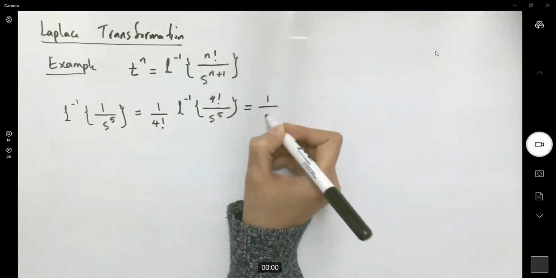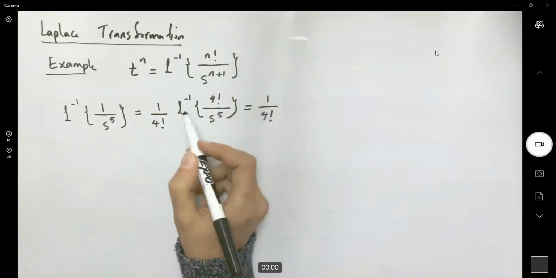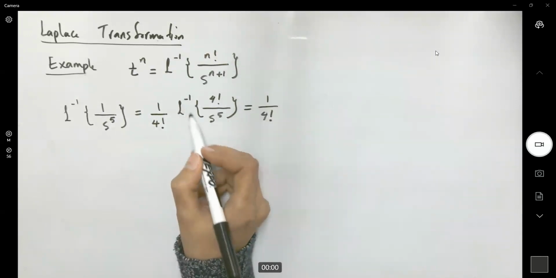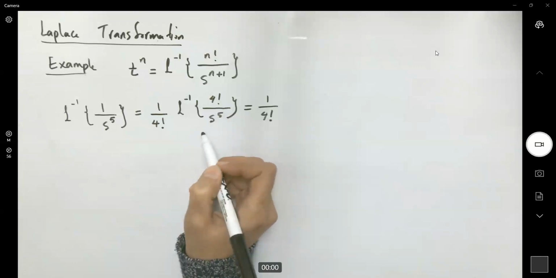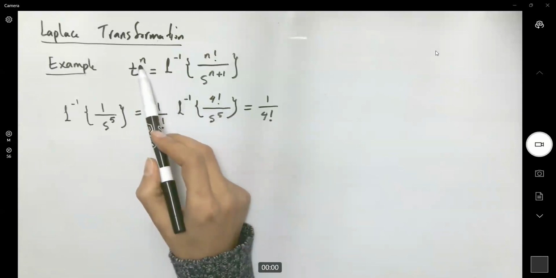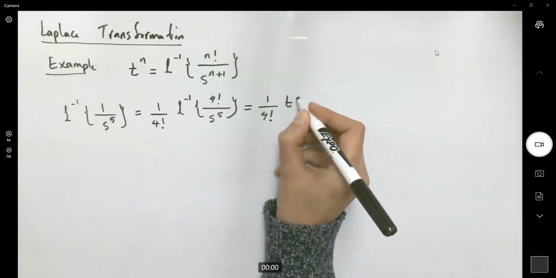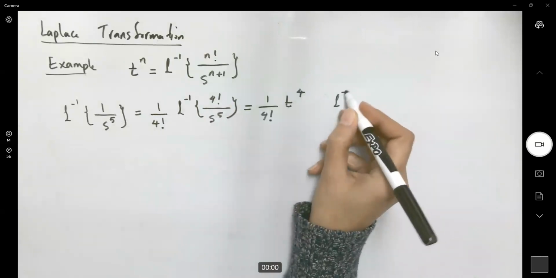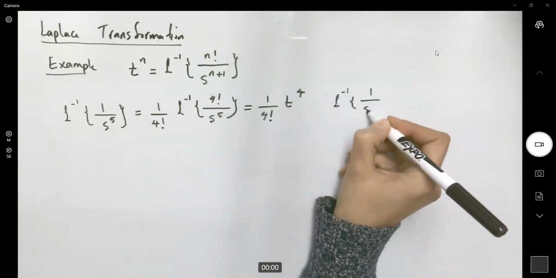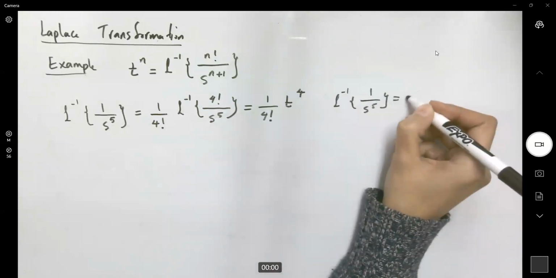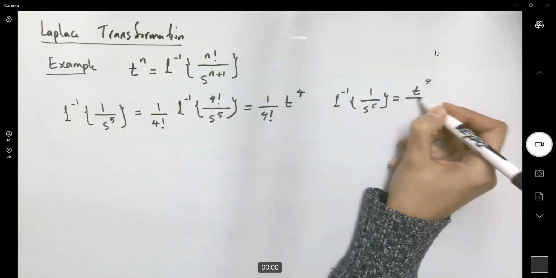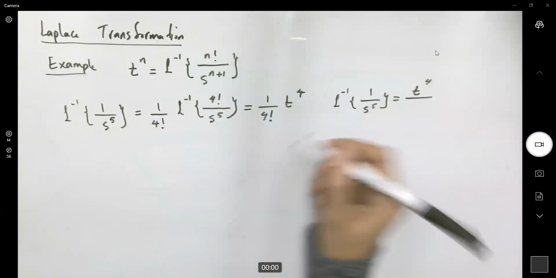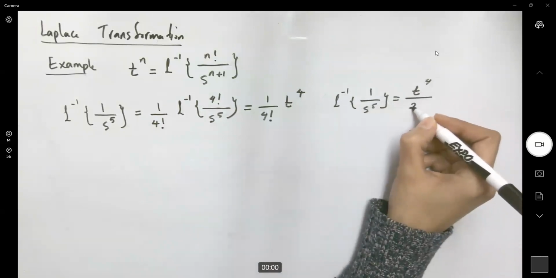So this becomes 1 over 4 factorial, and you have the inverse Laplace of 4 factorial divided by s to the fifth, which gives us t to the fourth. So the inverse Laplace of 1 over s to the fifth is equal to t to the fourth divided by 4 factorial, which is 24.